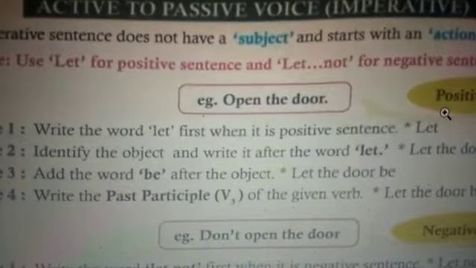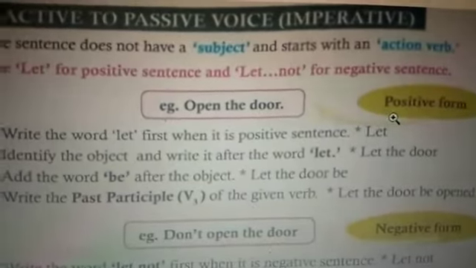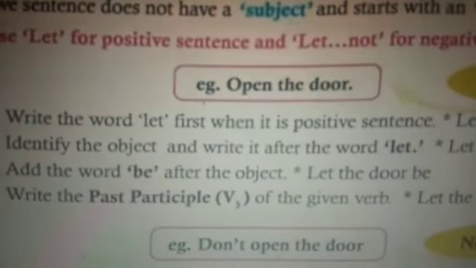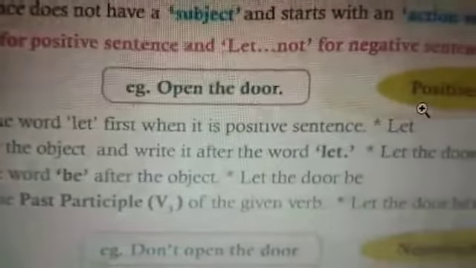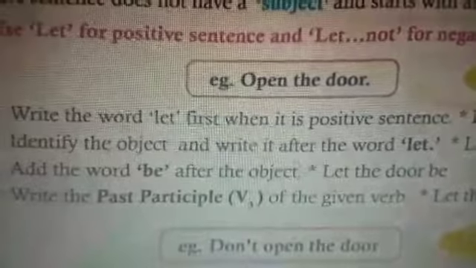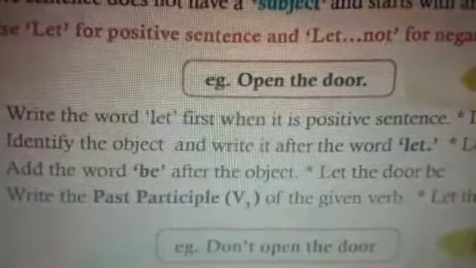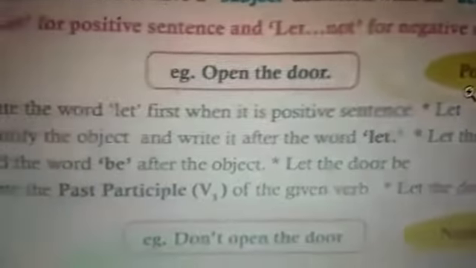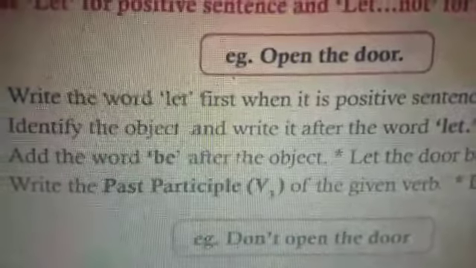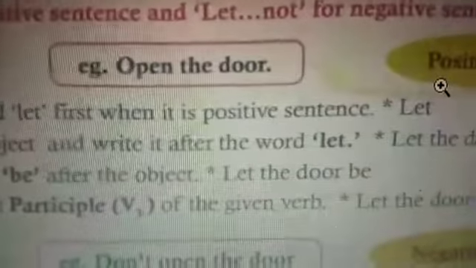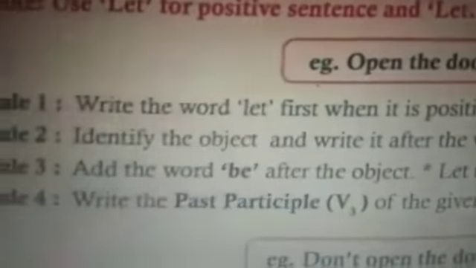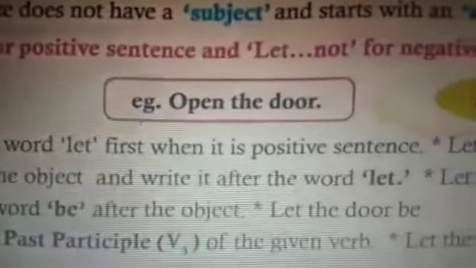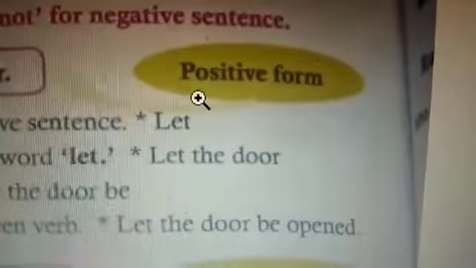Example, open the door. It is positive form, is it? So rule 1 is write the word let first when it is positive sentence. So we are writing let. Rule 2, identify the object and write it after the word let. So what is the object here? Door. Let the door. Rule 3, add the word be after the object. So it will come let the door be. Rule 4, write the past participle, that is verb 3 of the given verb. So for completion we get let the door be opened.